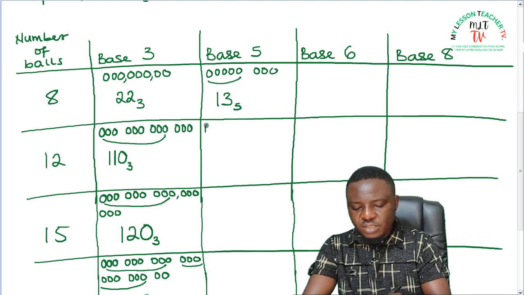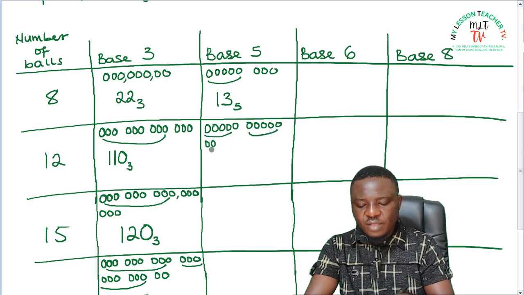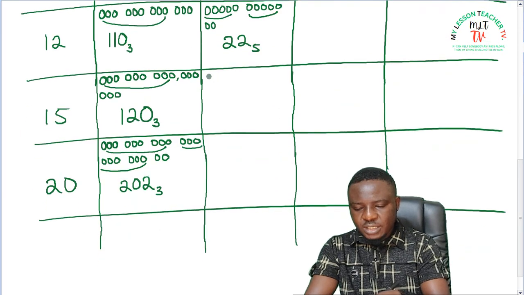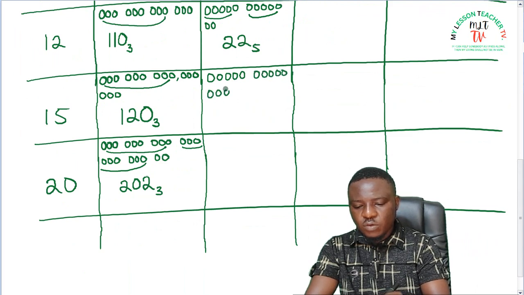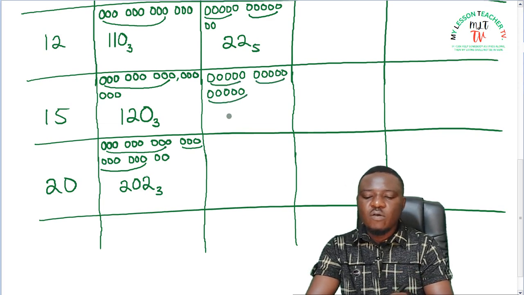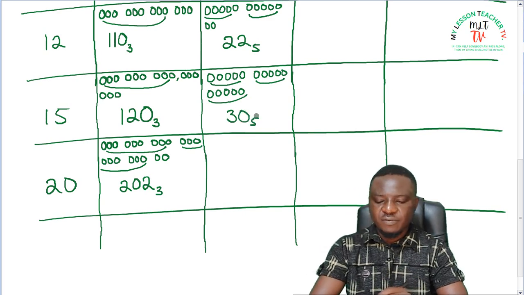12 in base 5. This gives us 1, 2, 3, 4, 5, 6, 7, 8, 9, 10, 11, 12. So we have two groups of 5 and remainder 2. So we have two groups of 5, remainder 2, all in base 5. Also, 15 in base 5, 1, 2, 3, 4, 5, 6, 7, 8, 9, 10, 11, 12, 13, 14, 15. This is said to be three groups of 5 and 0 remainder, all in base 5.